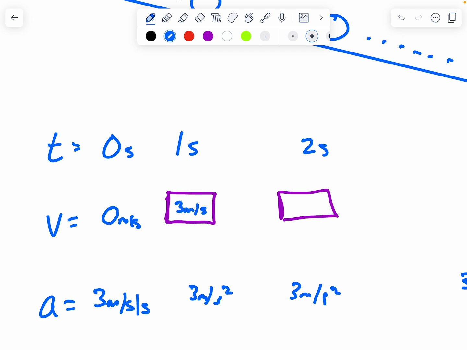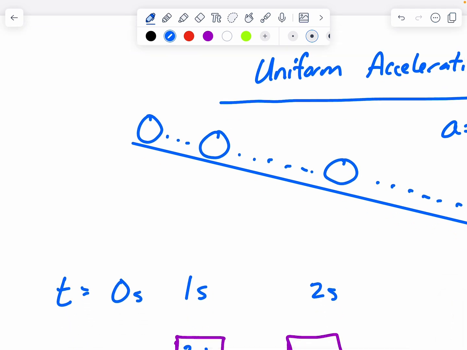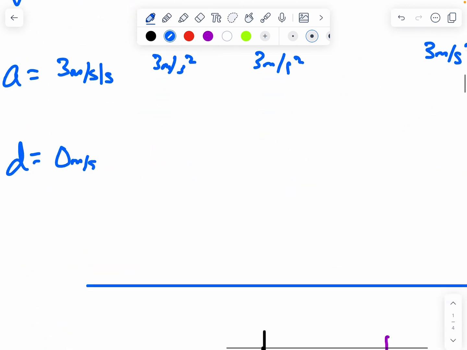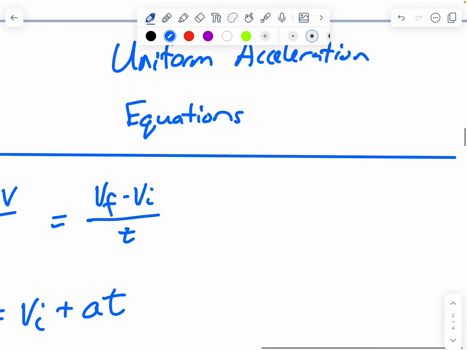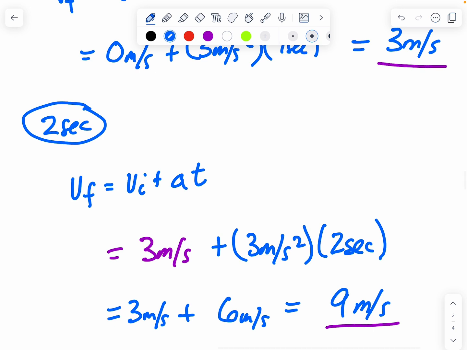Now, how fast are we going at 2? Well, you already know at 2 seconds, the ball is continuing to roll down the hill. It's not like it starts from rest again. It's going to build on the velocity it already has. So it's going to build onto the 3 meters per second and accelerate for that amount of time. So we can use our equation again, but now we have an initial velocity.